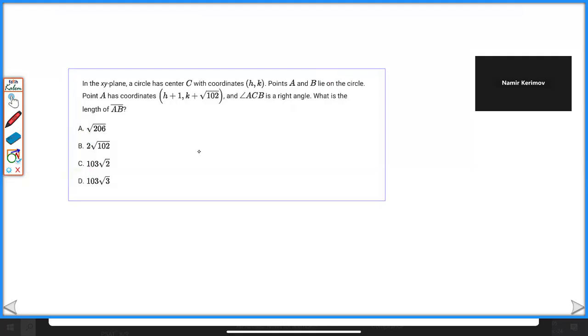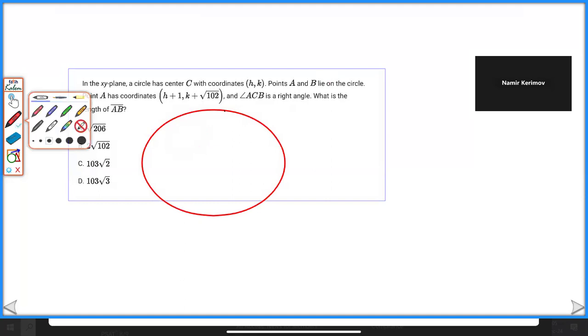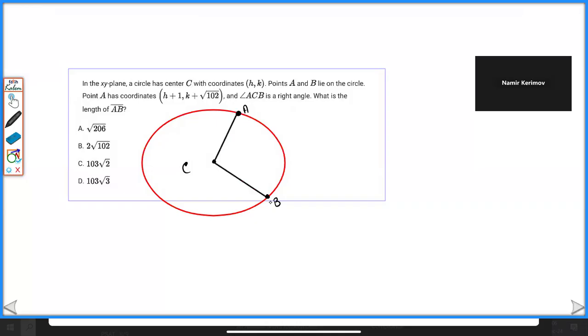First, let's see, we have 2 points, let's say A and B, and C is the center. We know that they are radii, and the angle between those radii is 90. The measure of angle ACB is a right angle, and we should find the length of AB.